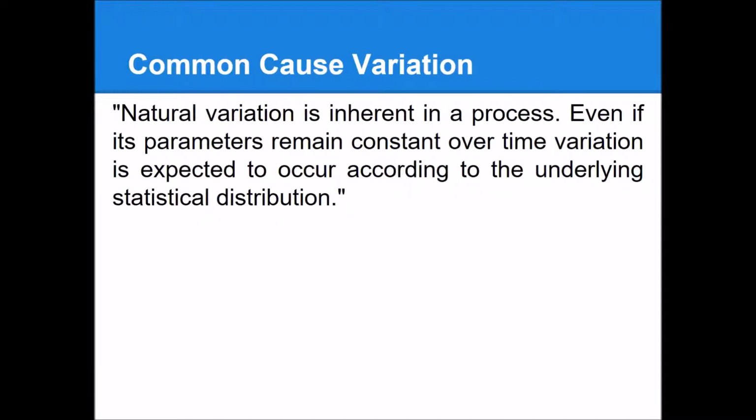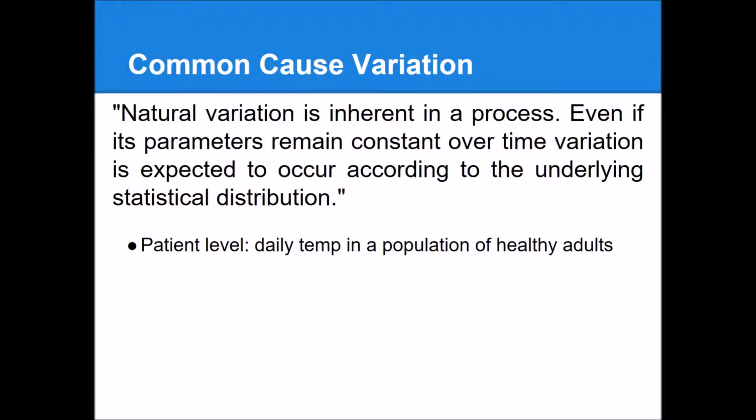Common cause variation is the natural fluctuation in the measurements that you're taking that is due to the process itself. At the patient level, you could think about this as the fluctuations you would see in the daily temperature readings if you took the temperatures of a healthy population of adults every day. On a system level, it's the week-to-week fluctuation in something like the ventilator-associated pneumonia rates in the ICU.